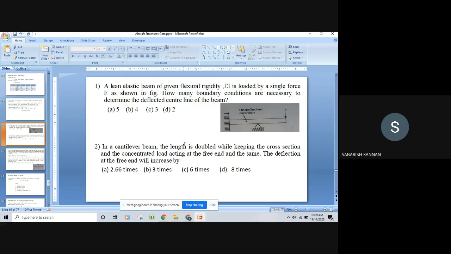So for that second order differential equation, we need 2 boundary conditions to solve the problem. Okay.